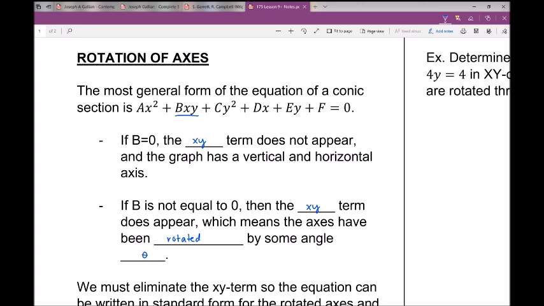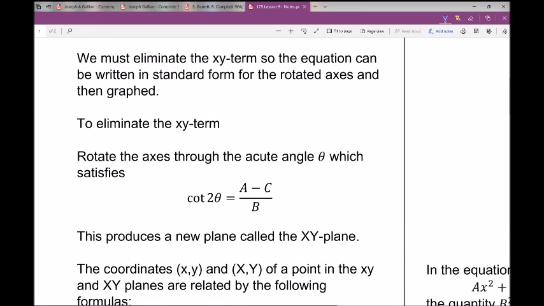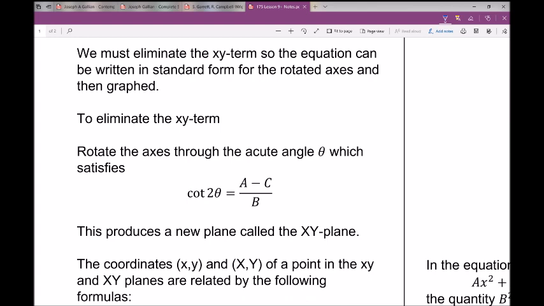Okay, so what we tend to do with these kinds of equations is we want to get rid of the xy term. So first we find out what angle our axes have been rotated by, and then we eliminate that xy term so that we can see how to graph it on our new rotated set of axes.